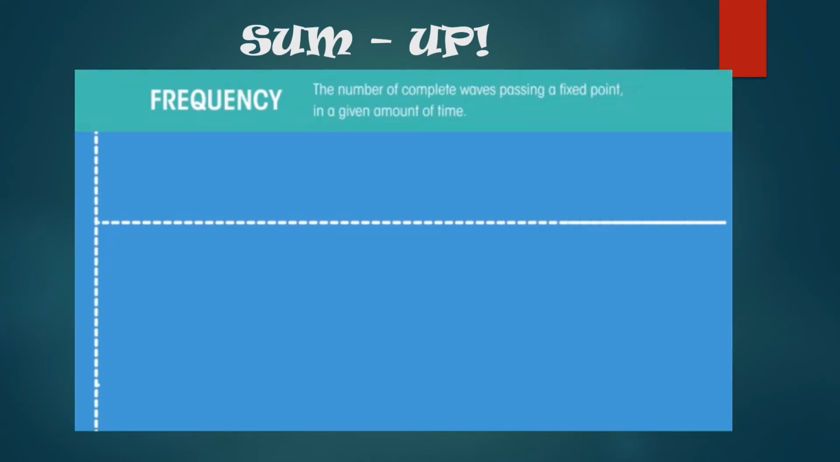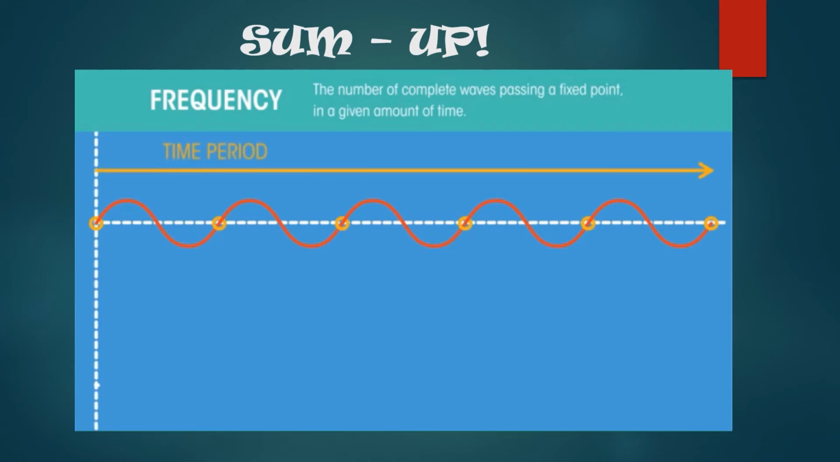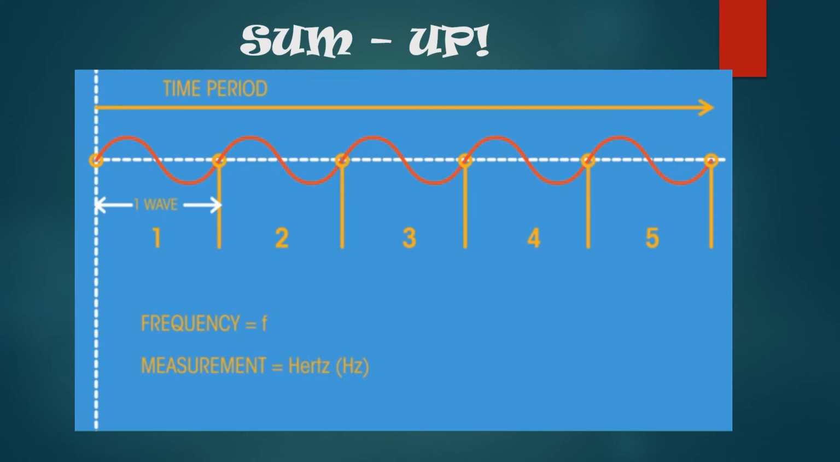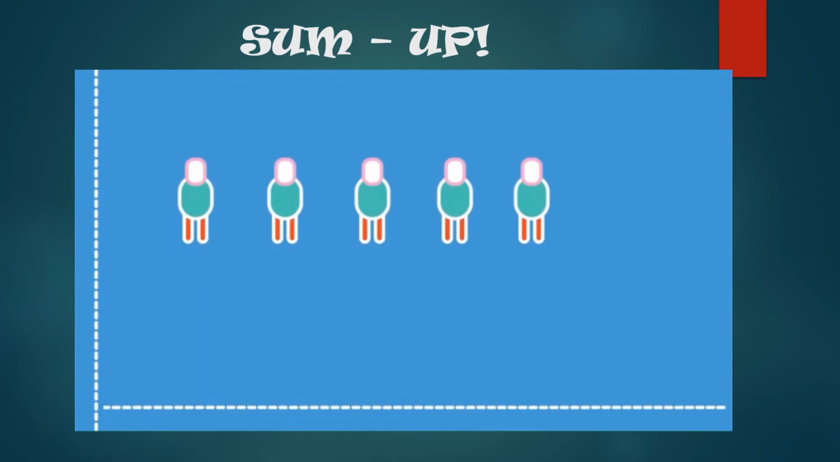The frequency of a wave is the number of complete waves passing a fixed point in a given amount of time. This time period is usually 1 second. This is what one complete wave looks like. So if this was our time period, the frequency would be 5. Frequency is given the symbol f and is measured in units called hertz. Hertz measure how many complete cycles per second. So how many people in our Mexican wave stand up every second?